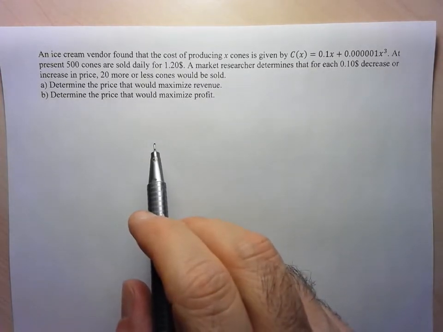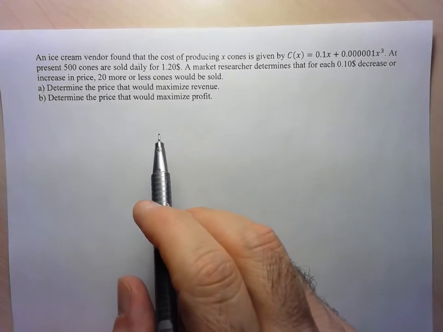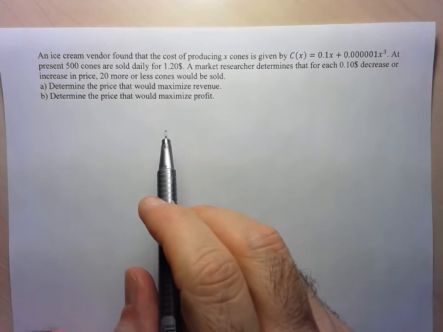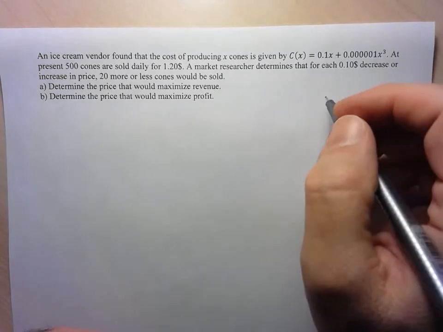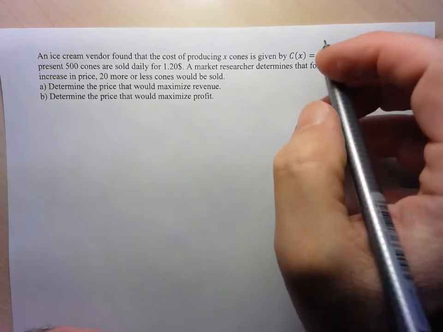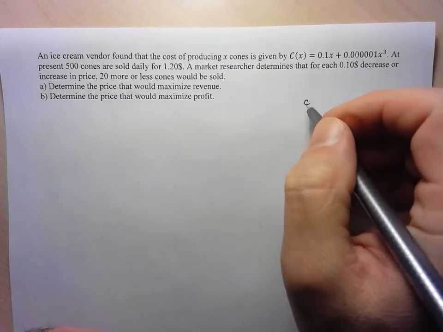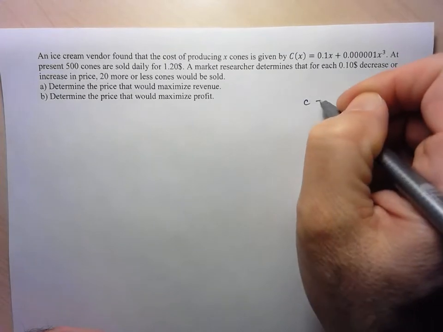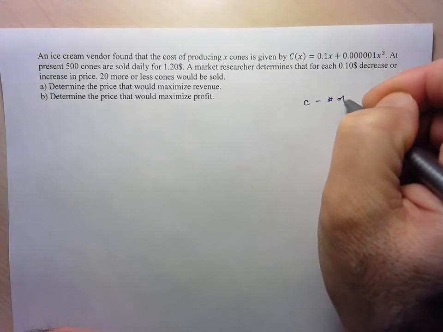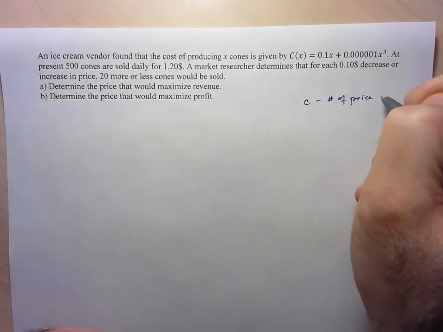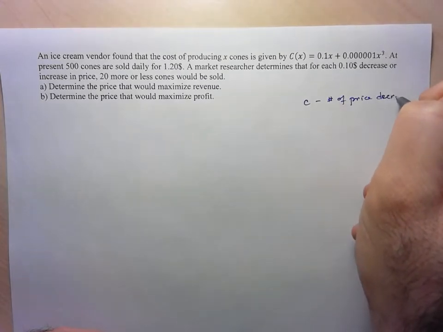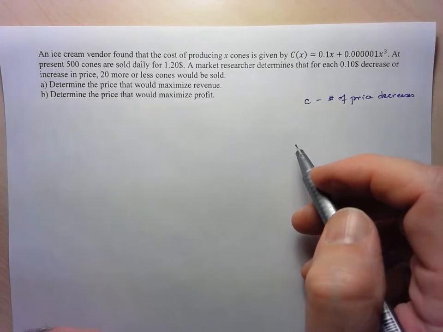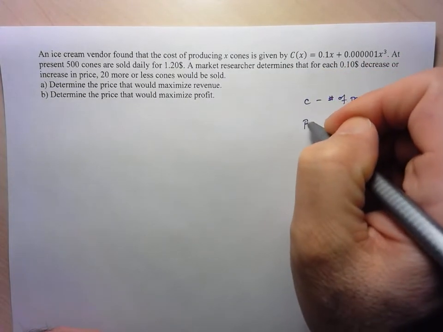Okay, now I'm actually going to try to convince you not to use the method you would have seen back in grade 10 and 11, and I'll explain why. So what you would have done back then is you would have used a variable. I'll use C since we've already used X for number of cones, and you would call this the number of price decreases. Okay, it could also be number of price increases.